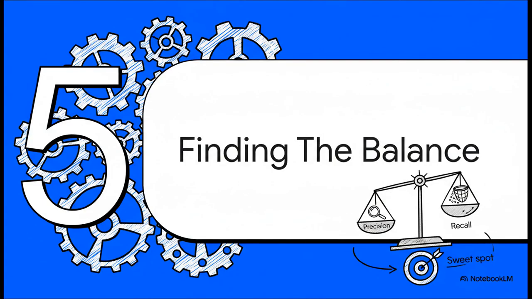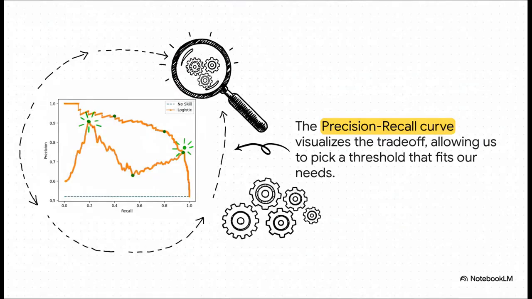So, if we often can't have both perfect precision and perfect recall, how do we decide? How do we find that perfect sweet spot for the problem we're trying to solve? Well, we can actually visualize this relationship on something called a precision recall curve. Every single point on this line shows us exactly how much precision we gain or lose as we try to get more or less recall. It lets us look at the trade-off and pick a balance point that we're comfortable with.